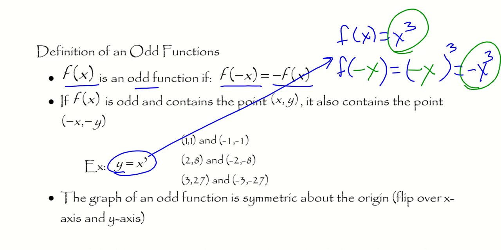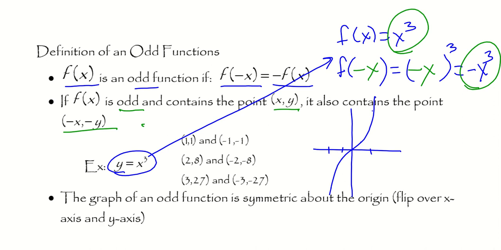And as such, if an odd function contains the point x, y, it will also contain the point negative x, negative y. The opposite x produces the opposite y. If we look at the graph of y equals x cubed, it's going to contain the point 1, 1, and negative 1, negative 1. It would contain the point 2, 8, and negative 2, negative 8, and so on. And the graph of that function would look like that.